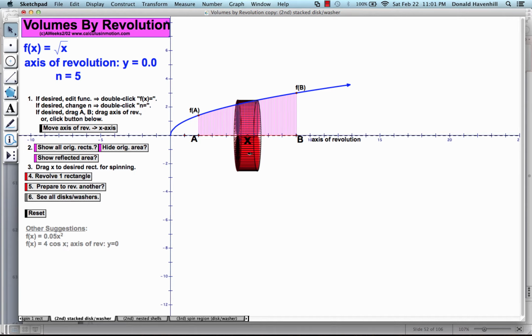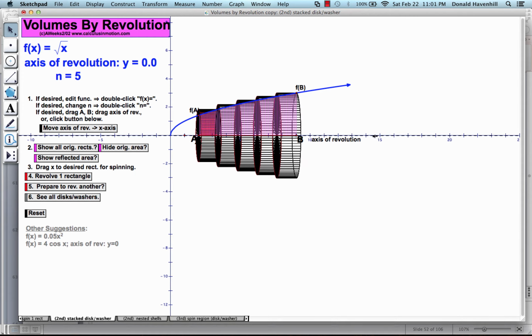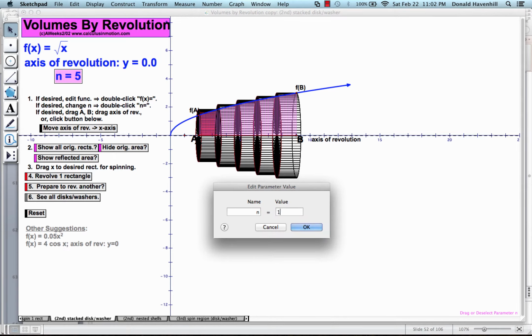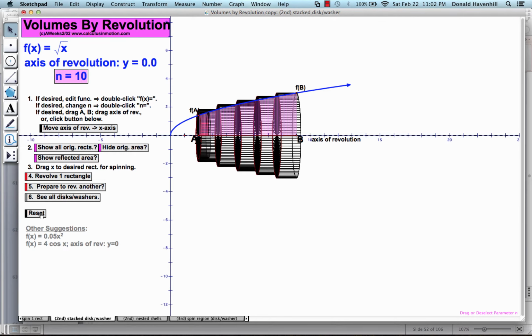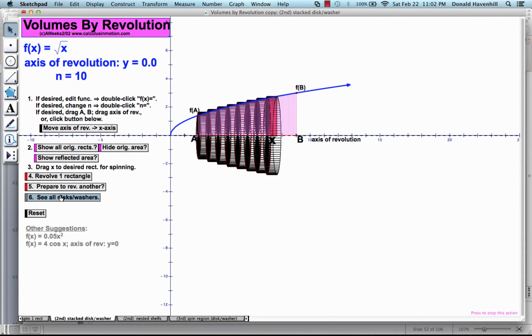I can find the volume of that particular cross-section right there, and then what I can do is add up a bunch of volumes and get a very crude approximation for the total volume of this solid that's created by revolving this area around the x-axis. Now, if I were to increase the number of rectangles from 5 to say 10, we see that our approximation is going to get better, and it's getting much better.